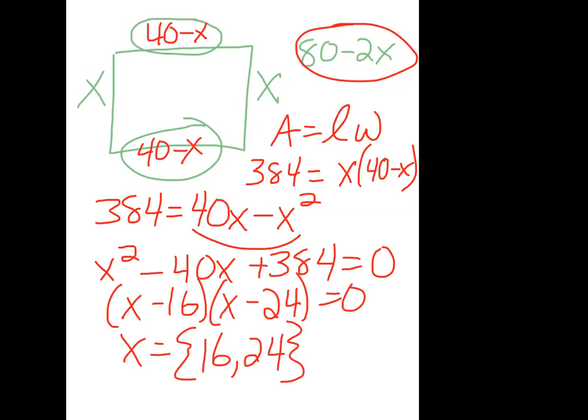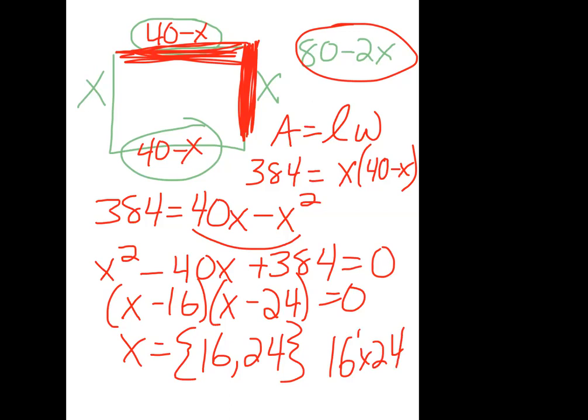Okay, so these are two possible values for x. So this side right here could either be 16 or 24. So let's just assume that it was 16. Where does that make this side? If you said 24, you are correct. Well, guess what? If you make this side 24, that just makes this side 16. So it doesn't matter which one you're saying. In the end, it's going to be a 16 by 24 foot pen. These are both in feet. And that's going to get me the desired square footage inside my pen.